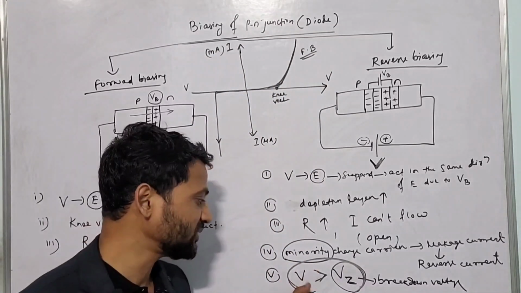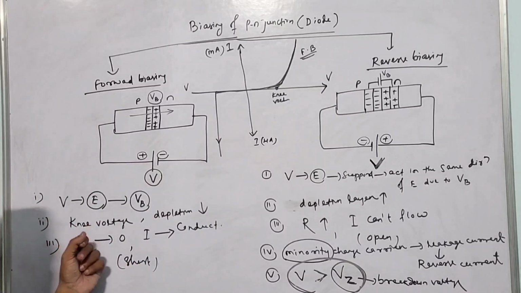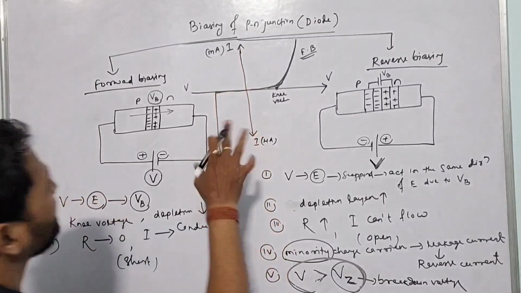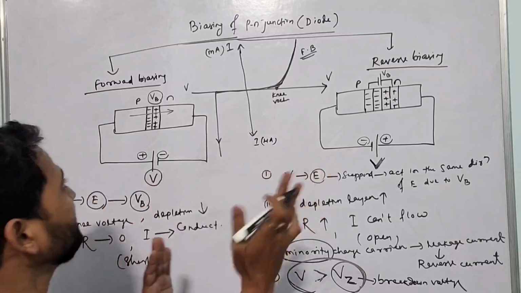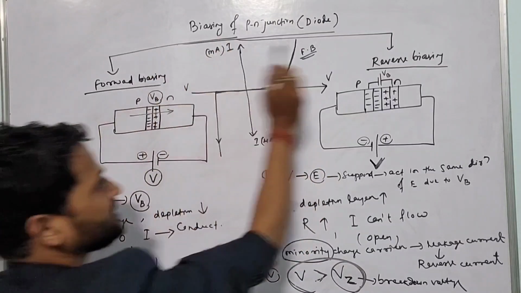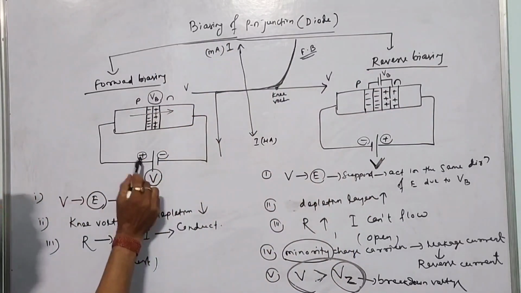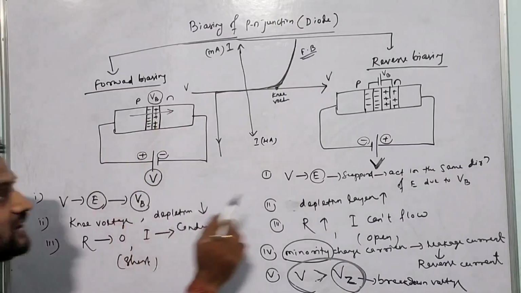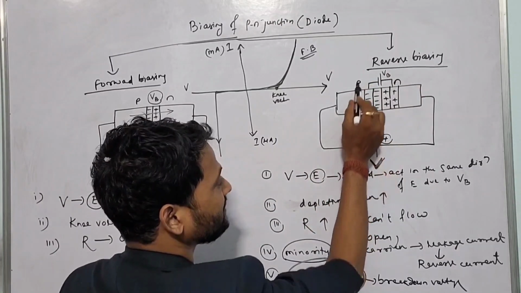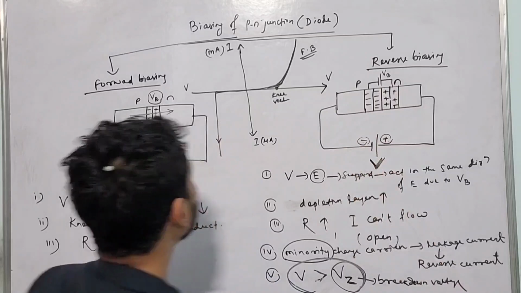The most important points are this one and this one. So again I conclude the entire thing by comparing the two types of biasing, forward bias and reverse bias. What happens in forward bias? Plus is connected to P, minus is connected to N. What happens in reverse bias? Minus is connected to P, plus is connected to N.